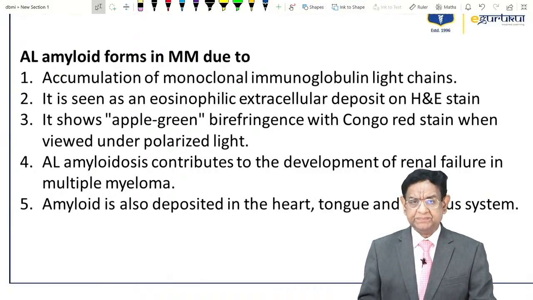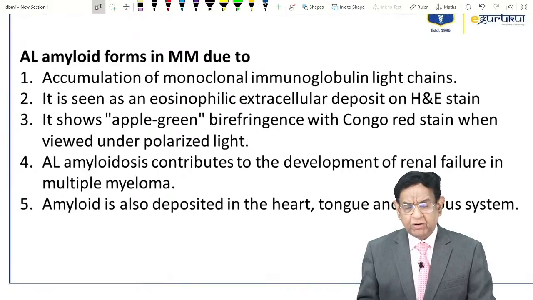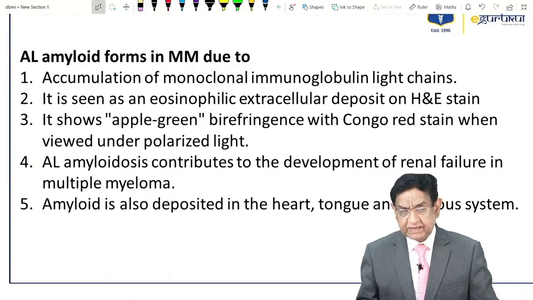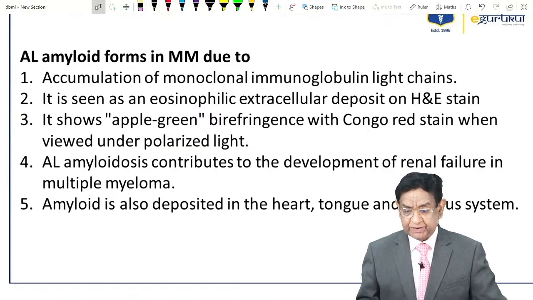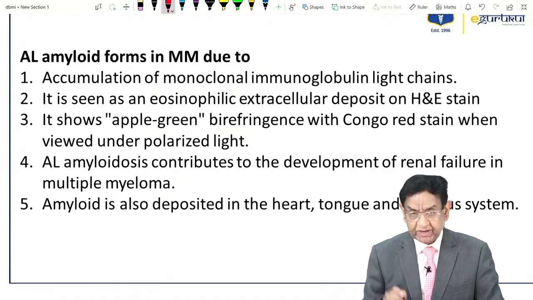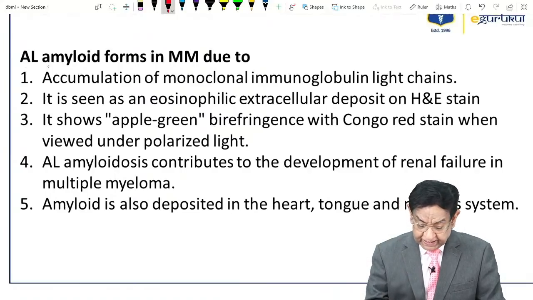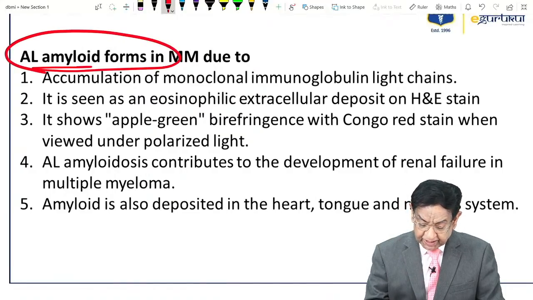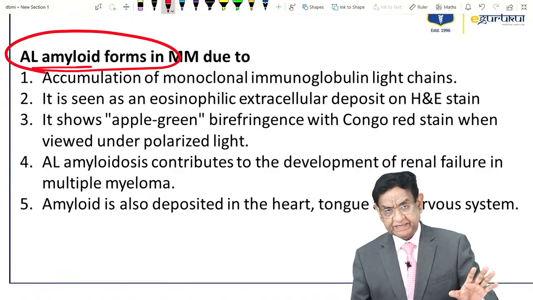There are certain sequelae or complications that can occur in multiple myeloma. So let's talk about that. At the moment, I'll talk about amyloid. Very commonly asked question: what type of amyloid? It is AL amyloid. Very commonly asked question in all the exams.